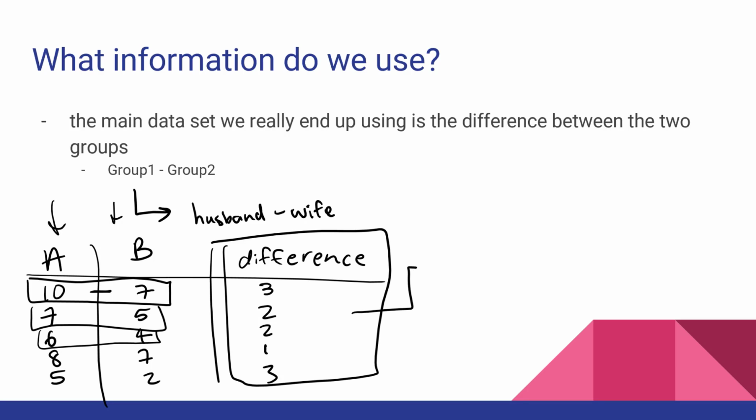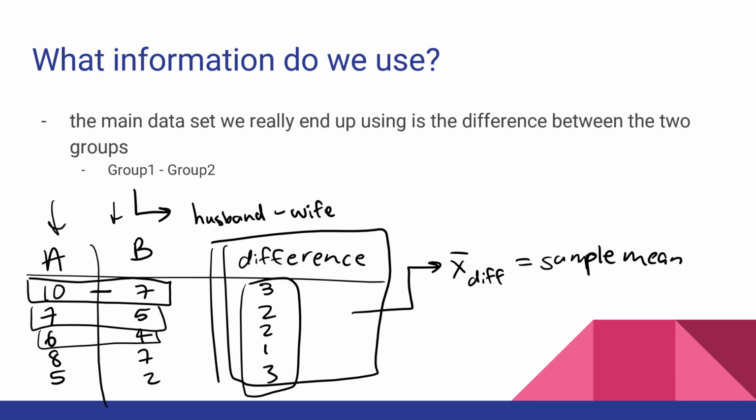From our difference column, we can get an x-bar diff. This is the mean difference. If we averaged up all of these numbers in here, we would get our x-bar diff. That is our sample paired data difference. We could also get our s-diff, the sample standard deviation of the differences. So again, we would go through this column and find the standard deviation of this group of data, and that would give us our standard deviation for the sample.